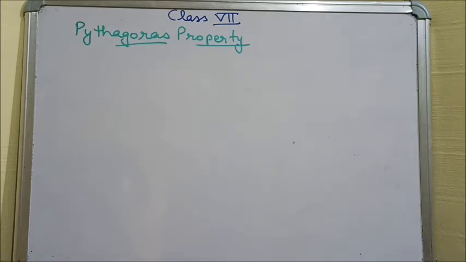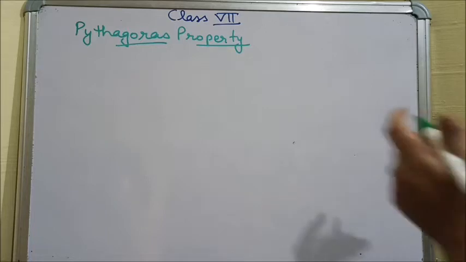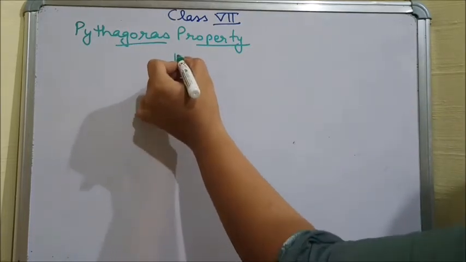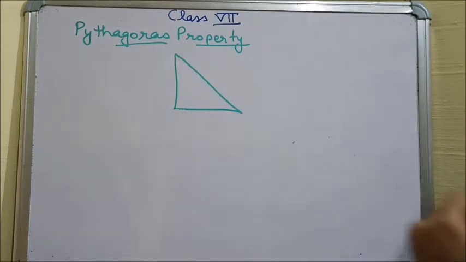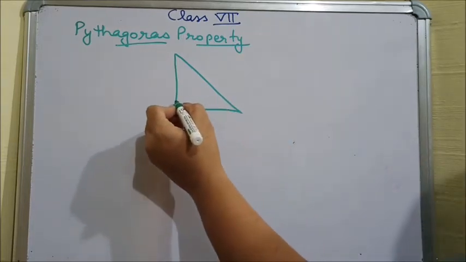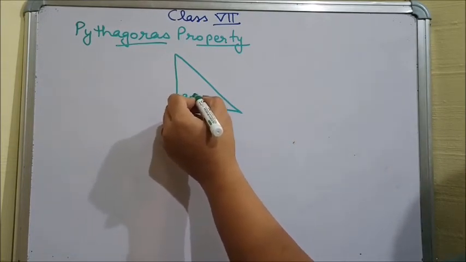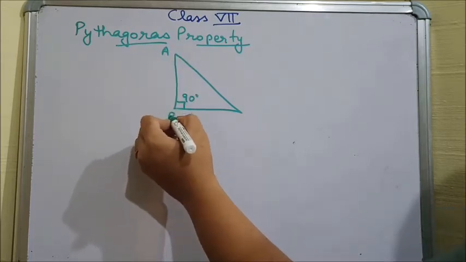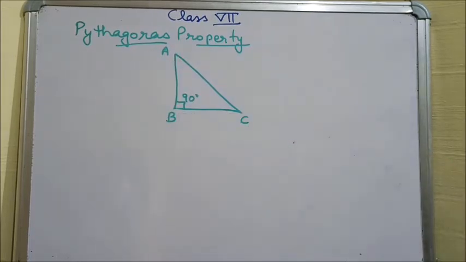Pythagoras was a Greek philosopher of the 6th century BC, and he found a very important and useful property of right angle triangles. This property is applicable only on right angle triangles, meaning triangles in which one angle is 90 degrees. Let us name this triangle ABC. Angle B is 90 degrees here, and the Pythagoras property is only applicable on right angle triangles.